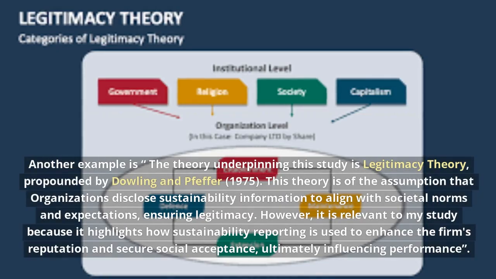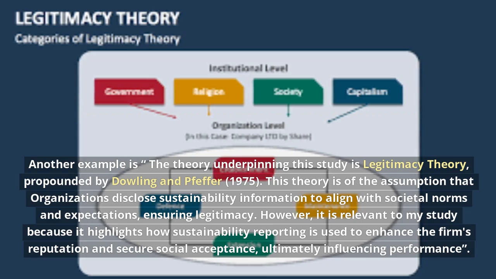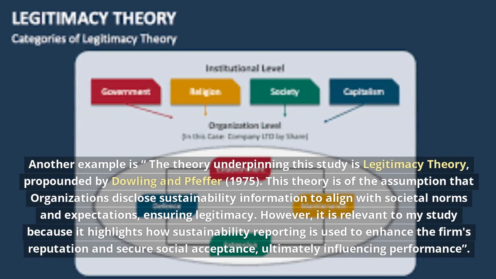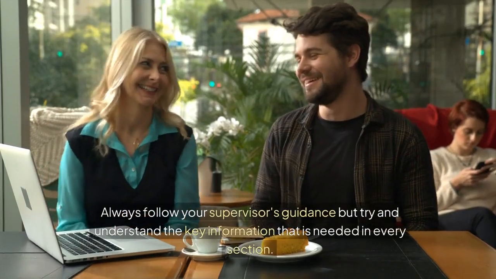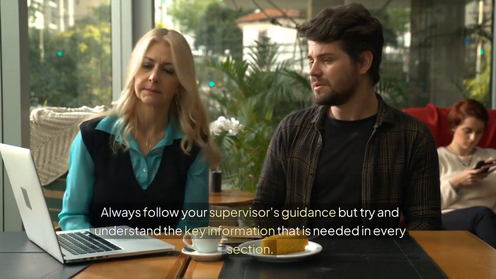Another example is the theory underpinning this study is legitimacy theory, propounded by Dowling and Pfeffer, 1975. This theory is of the assumption that organizations disclose sustainability information to align with societal norms and expectations, ensuring legitimacy. It is relevant to my study because it highlights how sustainability reporting is used to enhance the firm's reputation and secure social acceptance, ultimately influencing performance. Always follow your supervisor's guidance, but try and understand the key information that is needed in every section.